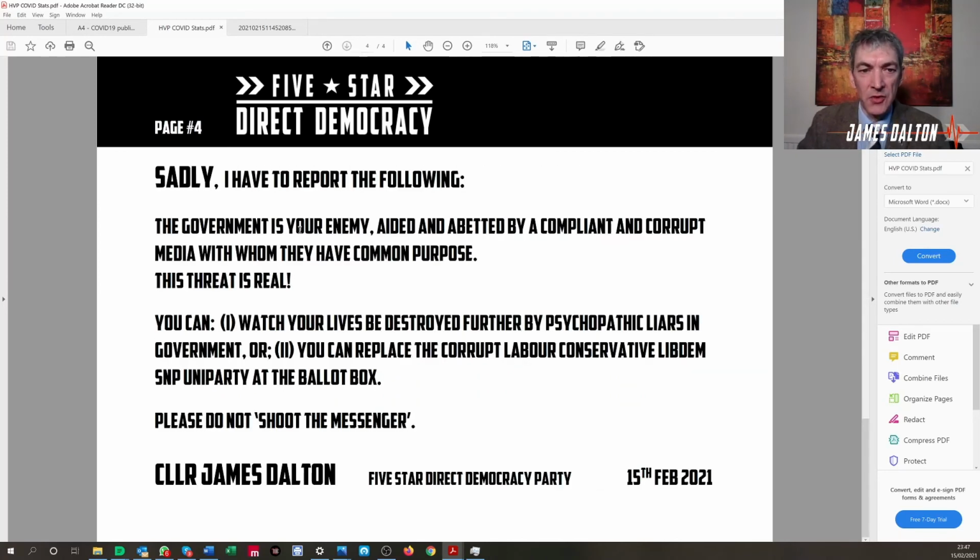So sadly, in summary, I have to report the following. The government is your enemy, aided and abetted by a compliant and corrupt media with whom they have common purpose. This threat is real. You can watch your lives be destroyed further by psychopathic liars in government, or you can replace the corrupt Labour, Conservative, Lib Dem, SNP uniparty at the ballot box. Please don't shoot the messenger. This is Cllr James Dalton of the 5-Star Direct Democracy Party. It's the 16th of February 2021. Godspeed.